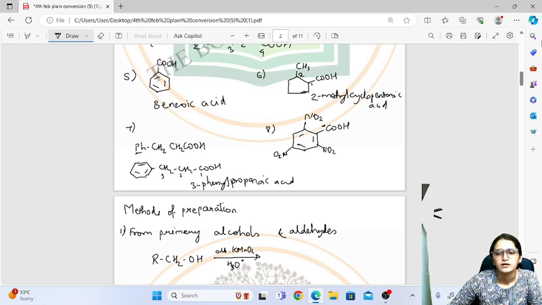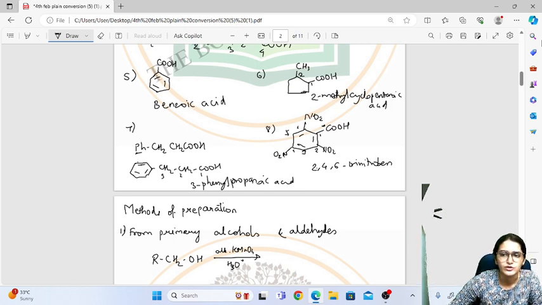And here we have carboxylic acid attached to the benzene ring along with 3 NO2 groups. So numbering will start from here: first, second, third, fourth, fifth and sixth. So it will be 2, 4, 6 trinitro. Now COOH attached to benzene ring is benzoic acid. So 2, 4, 6 trinitro benzoic acid.